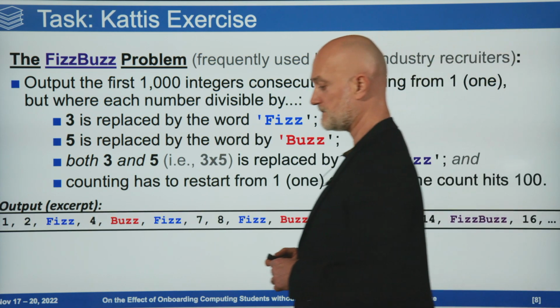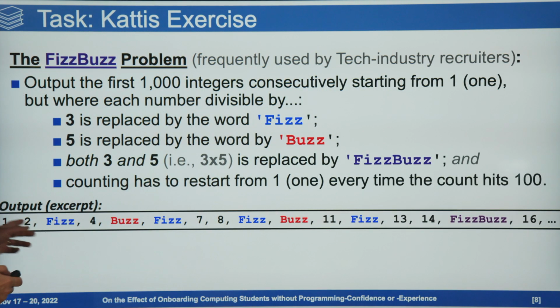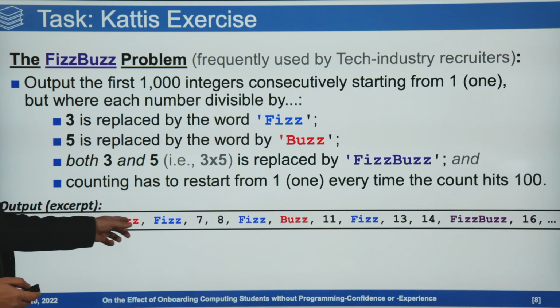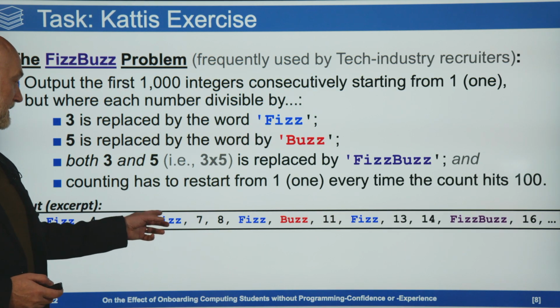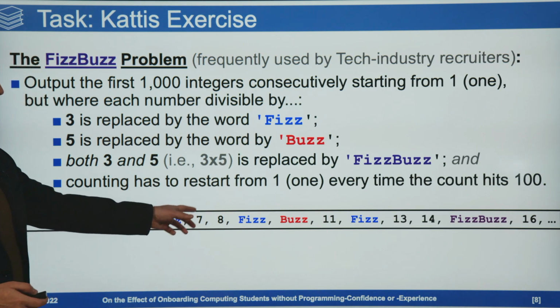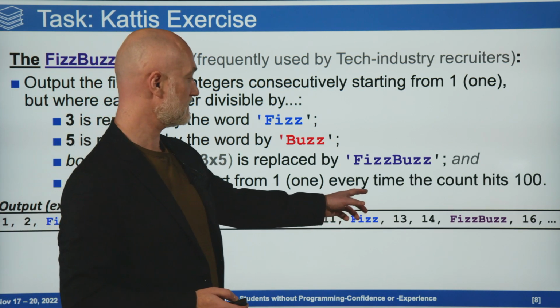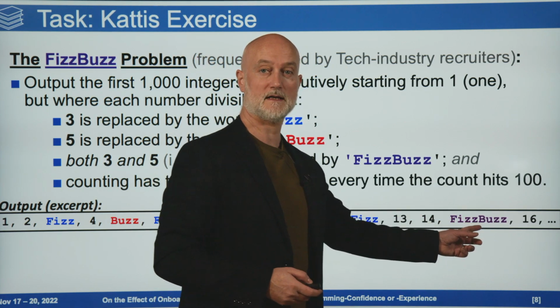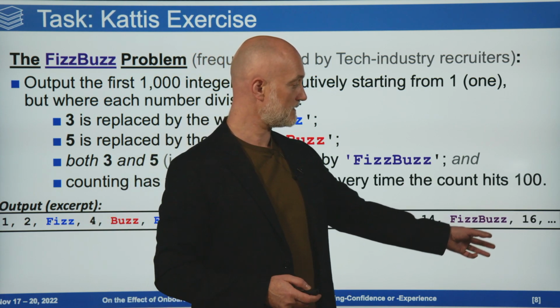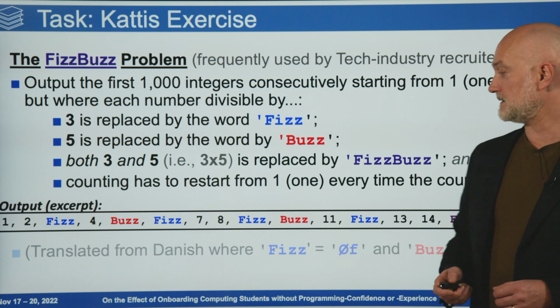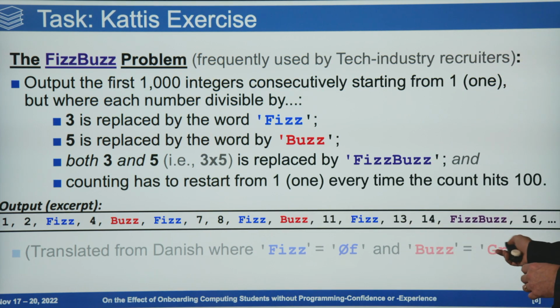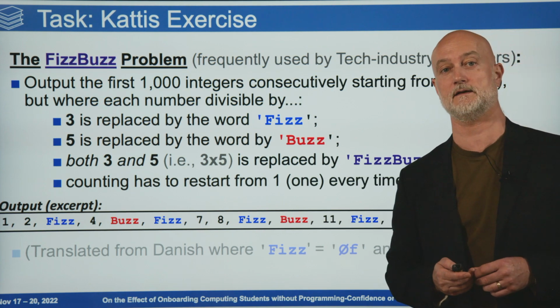So here are the first numbers of the problem. We start with 1, 2, and then we have 3, which is divisible by, well, obviously 3. So instead you write fizz, then 4, and then buzz, since this number is divisible by 5. Again, 6 is divisible by 3, so we write fizz. Then we have 7, 8, fizz, buzz, 11, fizz, 13, 14. And then we have a number here divisible by 15, so we write FizzBuzz, then 16, and so on. This is translated, so in Danish this is known as the Øf-grønt problem, but is otherwise completely similar.